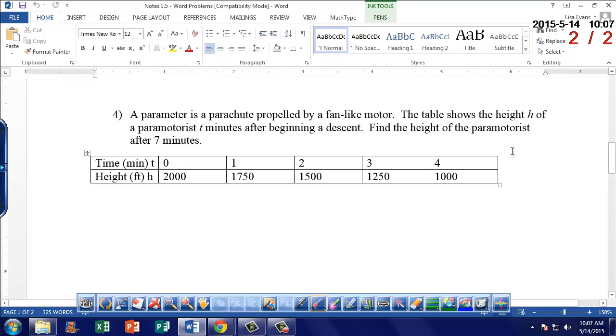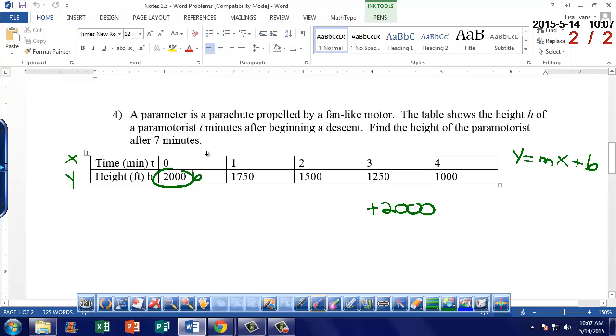I want you to think of this as y equals mx plus b. Okay? Our time is going to be our x. Our height is going to be our y. So our starting point is always where x is 0, right? It's where it crosses the y-axis. So this is our b. So I'm going to go ahead and plug 2,000 in for b.